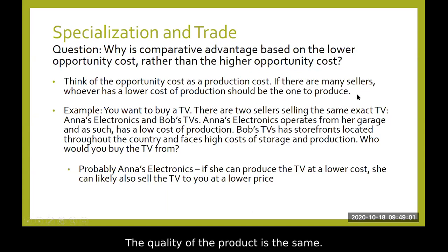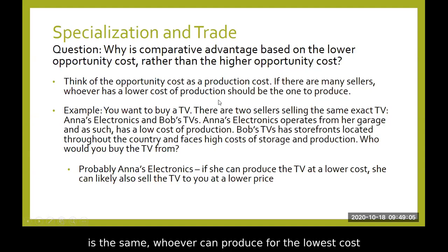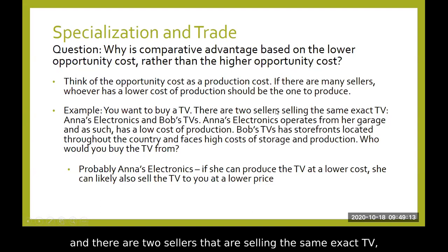The quality of the product is the same. So given that the quality in the end is the same, whoever can produce for the lowest cost should be the one to produce. So for example, suppose you want to buy a TV and there are 2 sellers that are selling the same exact TV.